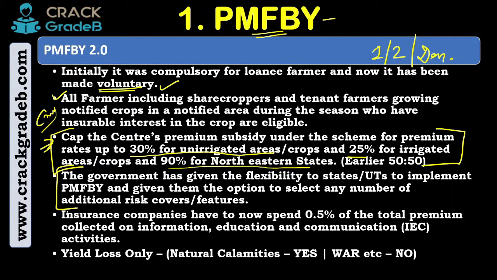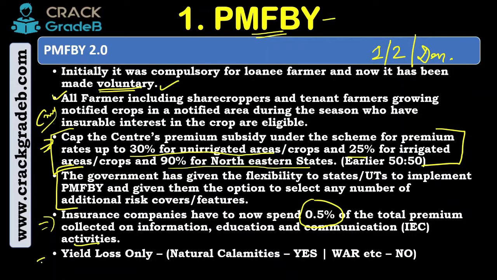Next, insurance companies now have to spend 0.5% of the total premium collected on information, education, and communication activities. So this is something that is made mandatory for the insurance company. Let's say PMFBY in the state of Maharashtra. This is completely a hypothetical example, right? In the state of Maharashtra, the insurance company maybe LIC. LIC is not actually doing it, but let's take it as a hypothetical example. Whatever premium it collects, 0.5% of it should be spent on information, education, and communication activities. This has been written in the objectives of PMFBY 2.0, and this has to be mandatorily followed by any insurance company involved. Now let's move on.